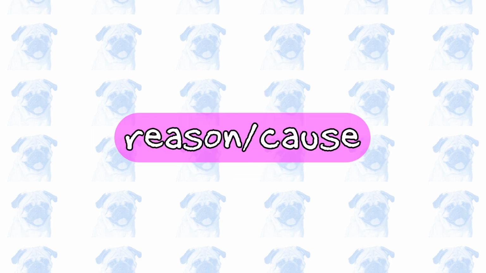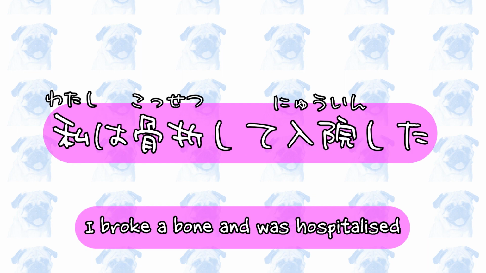3. The te form can show a reason or cause. For example, in the sentence, 私は骨折して入院した。Te connects the verb phrases 骨折する, to break one's bone, and 入院する, to be hospitalized. In this case, the first verb phrase expresses the cause and the second the consequence, not the other way around.